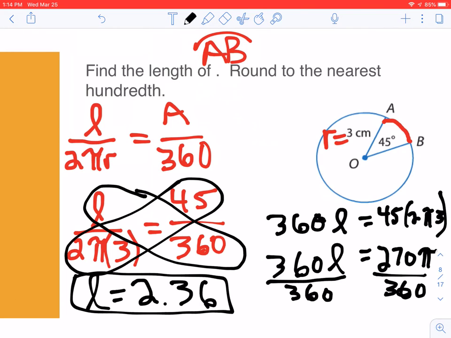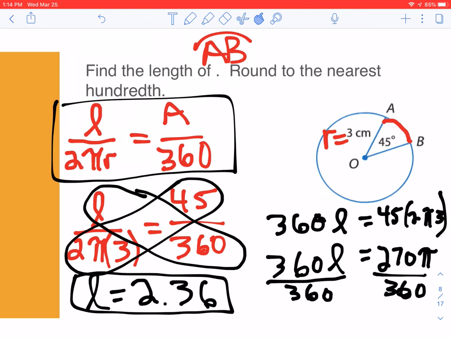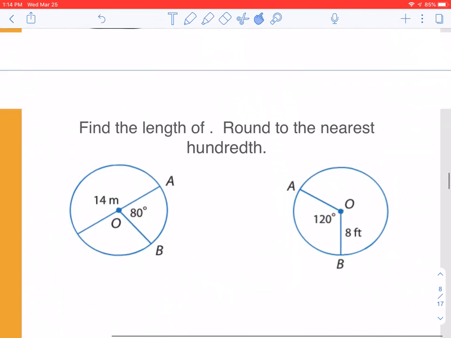Okay, so basically we're setting up this equation up here. We're cross multiplying, and then we're doing algebra. I think you guys can do this. You just got to make sure you enter in the equation right. All right, let's try it again.